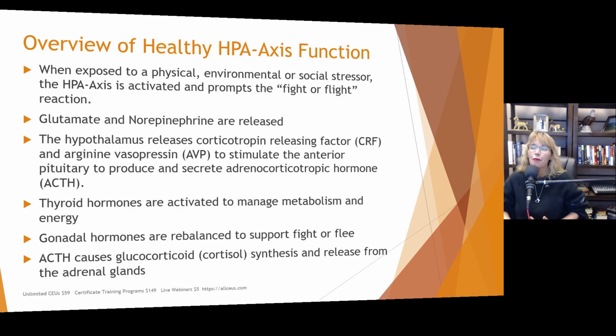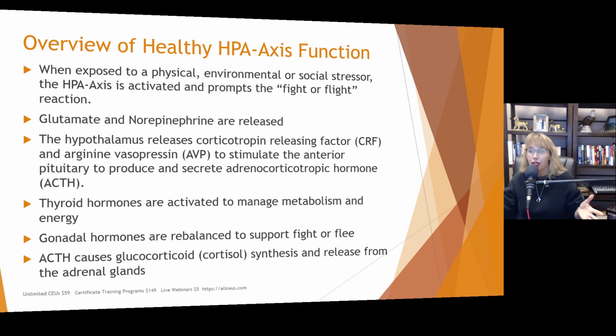When exposed to a physical, environmental, or social stressor, the HPA axis is activated and prompts the fight or flight reaction. Glutamate, our main excitatory neurotransmitter, and norepinephrine and adrenaline, or norepinephrine is also known as noradrenaline, and regular old adrenaline are released. The hypothalamus releases corticotropin releasing factor and arginine vasopressin to stimulate the anterior pituitary to produce and secrete adrenocorticotropic hormone. Now, you don't need to know all of this, but some people are really interested in the actual pathway. So that's why I'm going through this.